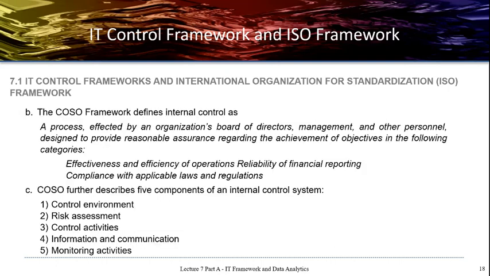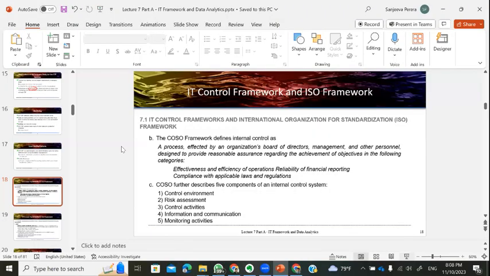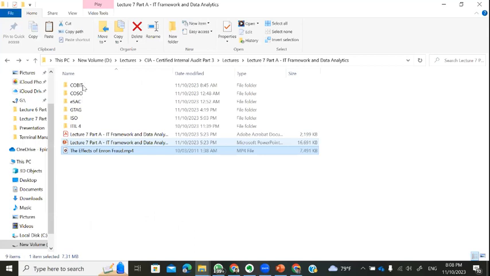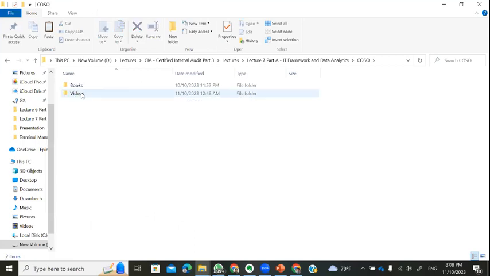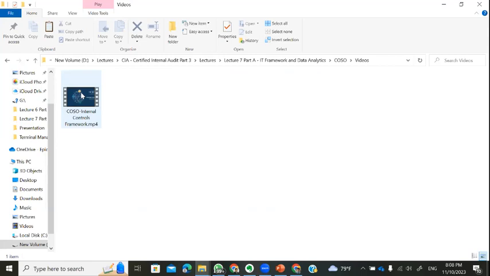So those are the things that go into it. When you go to the tiny URL for the COSO framework, you can see the COSO control framework video. I'm not playing that. Yeah, let me see whether I can.